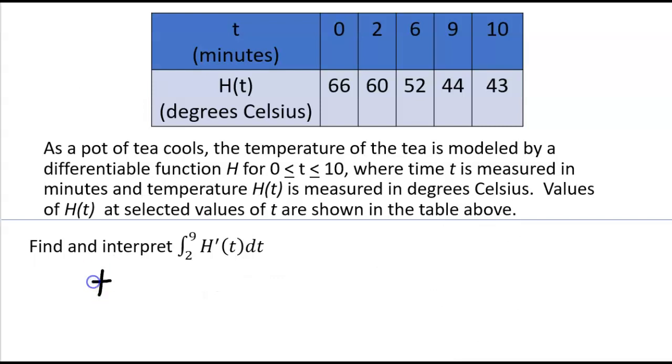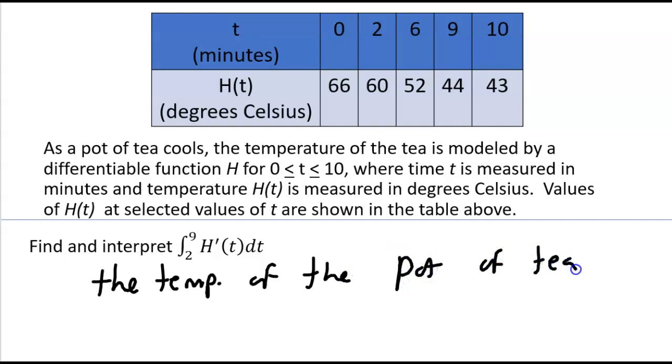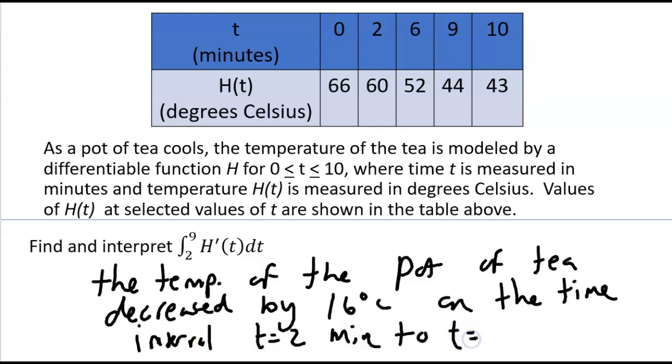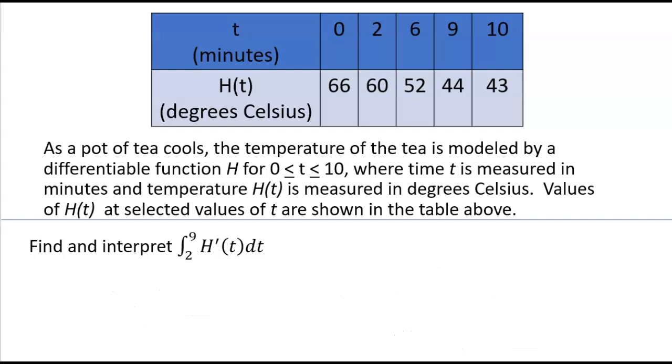You would say, the temperature of the pot of tea decreased, because it was negative, it decreased by 16 degrees Celsius on the time interval t equals 2 minutes to t equals 9 minutes. Notice I have my input units, the minutes, I've got my output units, the degrees Celsius, and I have my context, which is the fact that we're talking about a pot of tea cooling down. All right, so there's that.